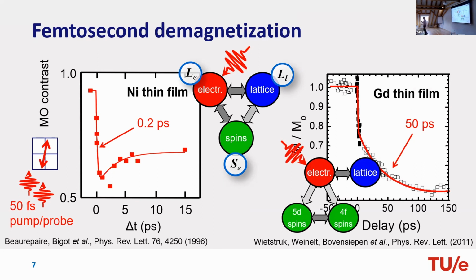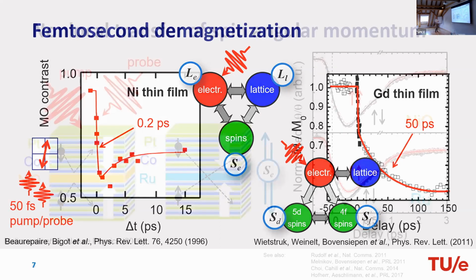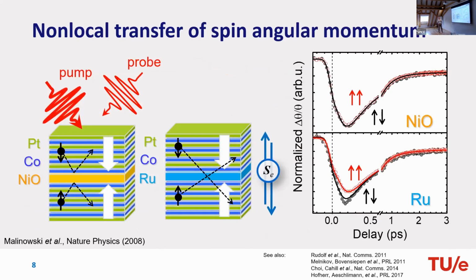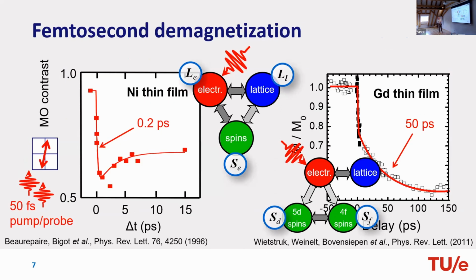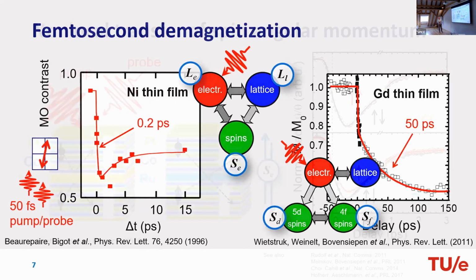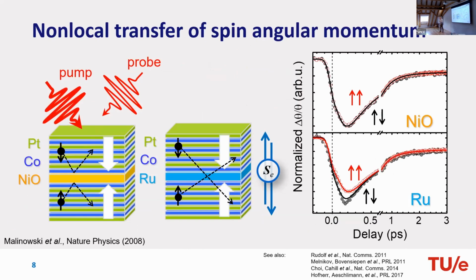Play around with the fast nickel, iron, cobalt, and the slow gadolinium in this case, but it's a general feature of the rare earths. Okay, now, this is all about local transfer of angular momentum. What about non-local transfer of angular momentum? So back in 2008, Malinowski et al.